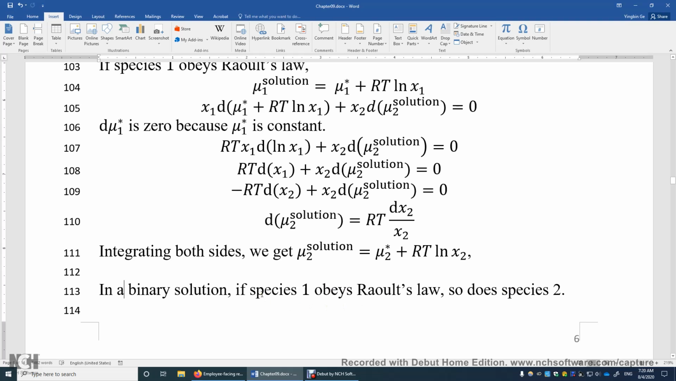Another way to put it: imagine we mix 1 and 2. If 1 obeys Raoult's law, that means the attraction between 1 and 2 is the same as the attraction between 1 and 1. The interaction between 1 and 1 is the same as the interaction between 1 and 2. And that actually indicates the interaction between 2 and 2 is also the same as the interaction between 1 and 2. That's interesting.